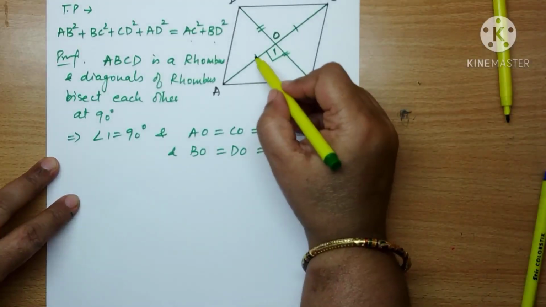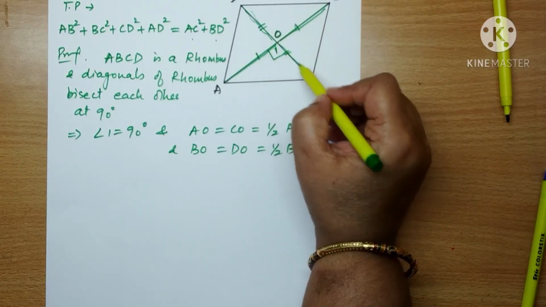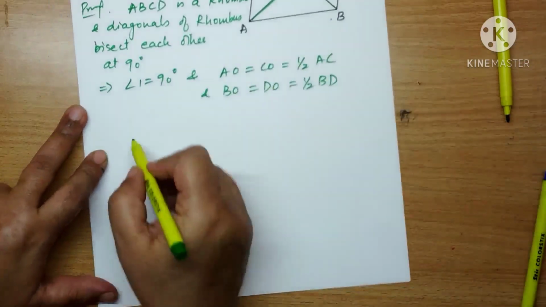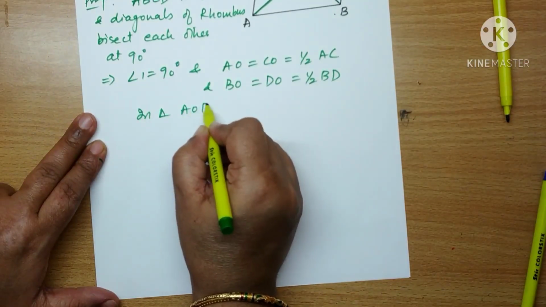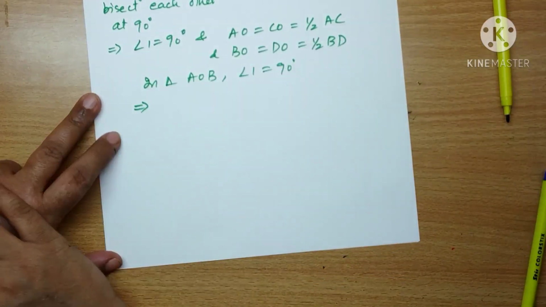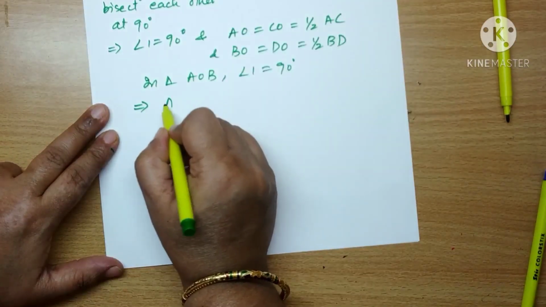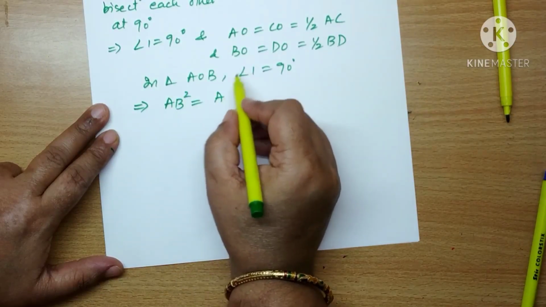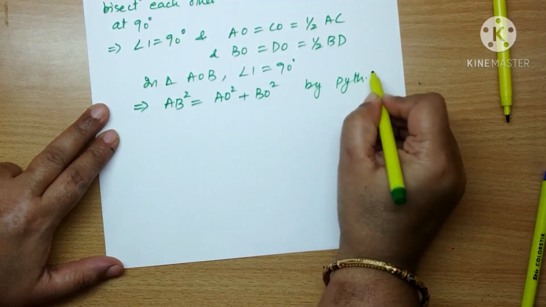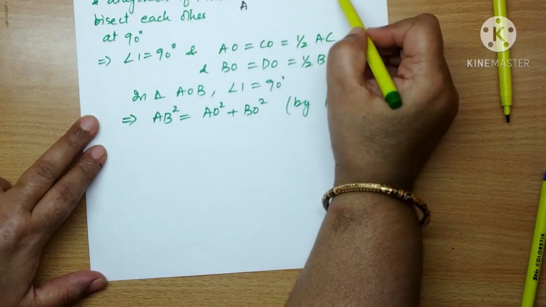Can I say this, children? These are equal, so each part is half of the complete, and they bisect at right angle, so angle 1 is 90. Now in triangle AOB, I have angle 1 as 90. So can I apply Pythagoras here? If we apply Pythagoras, side opposite to angle 1 is AB. So I got AB square as AO square plus BO square by Pythagoras.